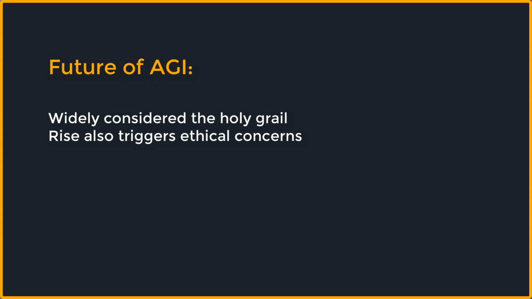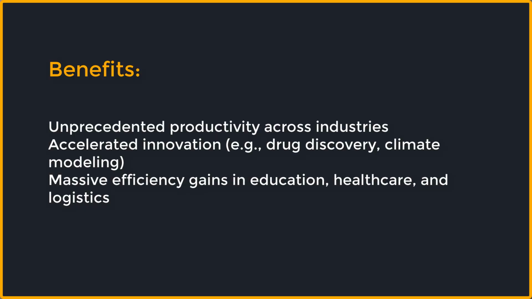So what is the future of AGI? Mostly theoretical, but it's widely considered the holy grail of AI itself. Tech leaders like, for example, OpenAI and DeepMind are actively researching AGI. However, the rise also triggers ethical concerns, right? What happens when machines can outperform humans on everything?